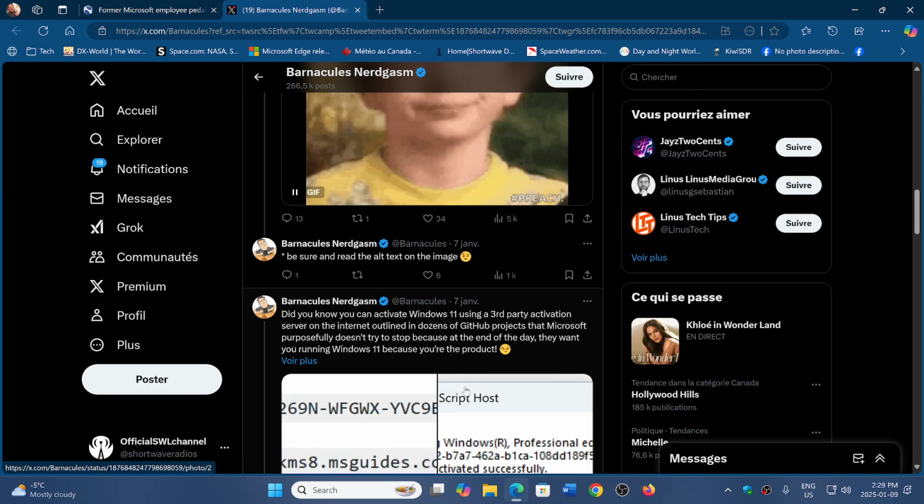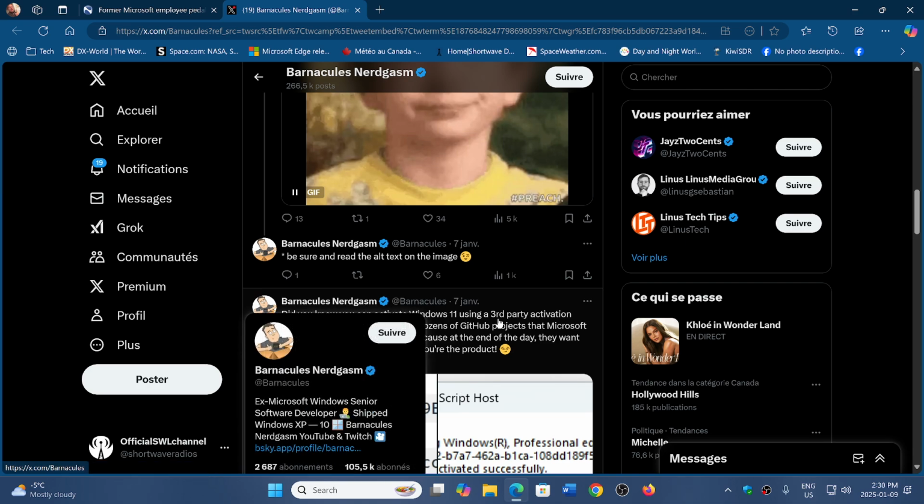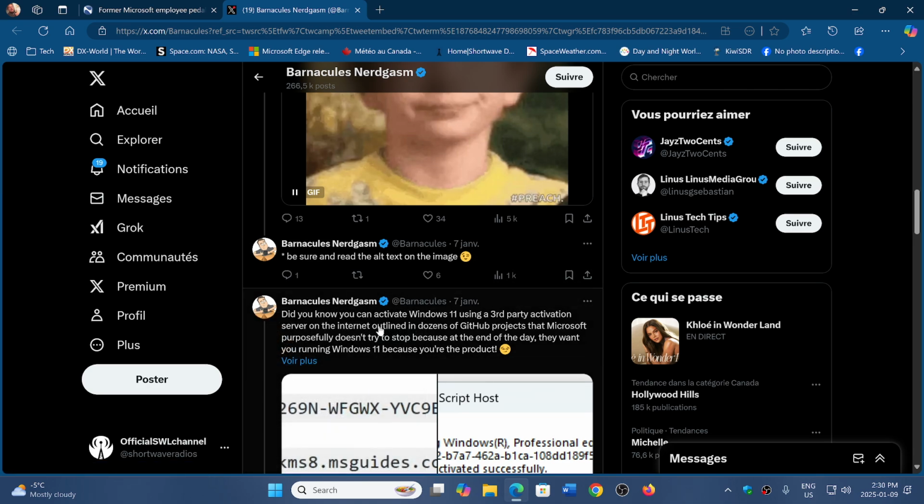But here's what Vernaculus Nerdgasm says. Did you know you can activate Windows 11 using a third-party activation server on the internet, outlined with dozens of GitHub projects that Microsoft purposefully doesn't try to stop, because at the end of the day, they want you running Windows 11 because you are the product.